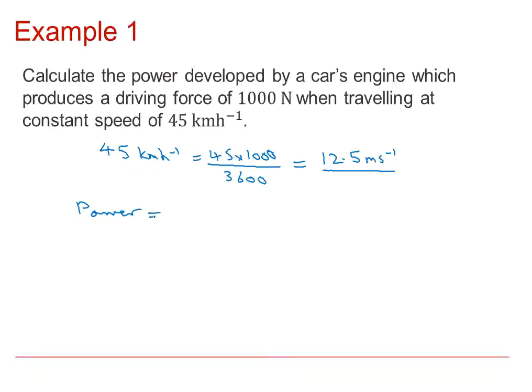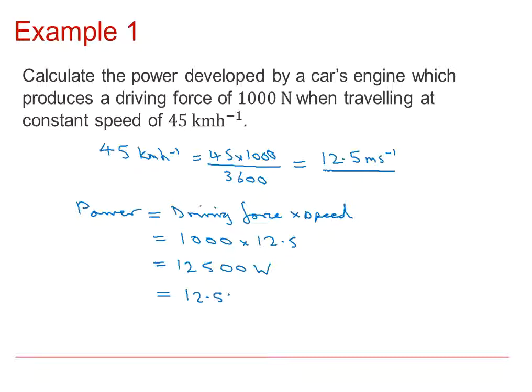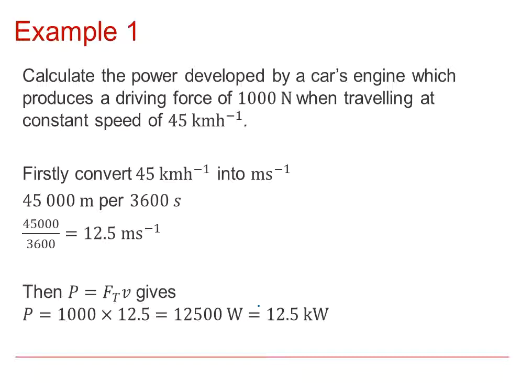So the power of the engine, as we've seen before, is the driving force times the speed. So the driving force is 1000 newtons, and the speed we've just calculated is 12.5 meters per second, which gives us a power of 12,500 watts, or if you prefer, 12.5 kilowatts of power from the engine. As we can see in the calculations there.